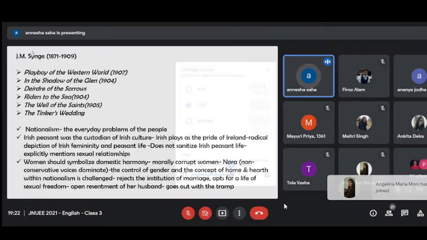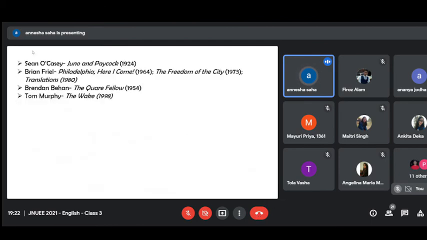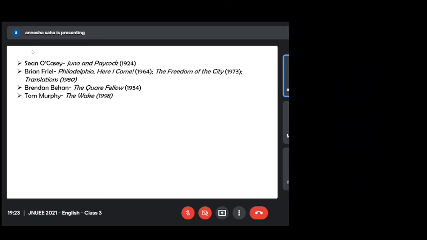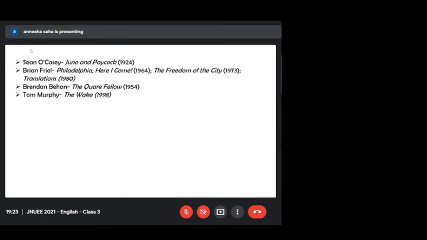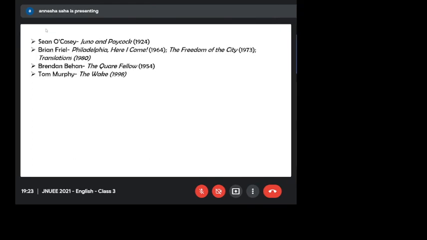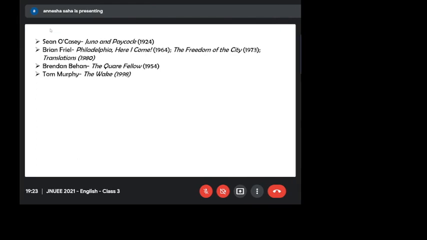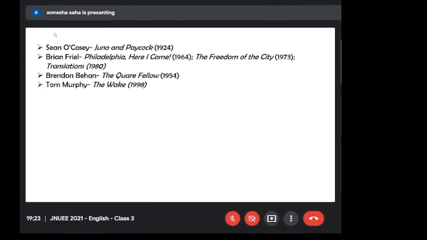And then a few other names that we need to take note of, as far as the Irish dramatic revival is concerned, is someone called Sean O'Casey. He writes Juno and the Paycock, and this is, you could say, his magnum opus of sorts. And this is again another play that you should familiarize yourself with.